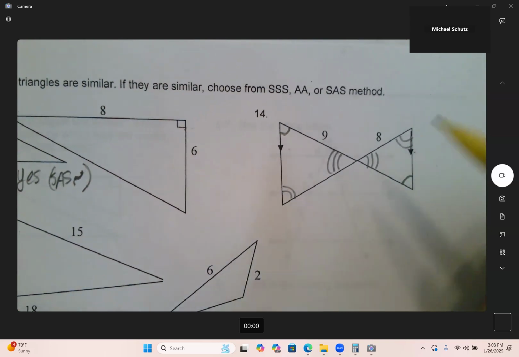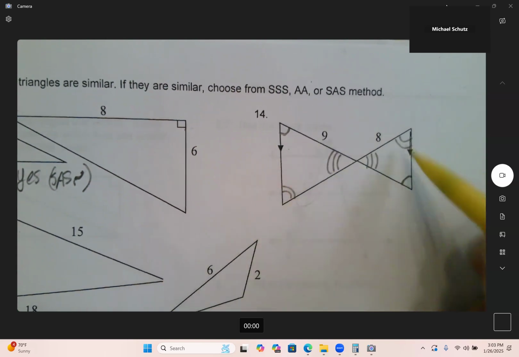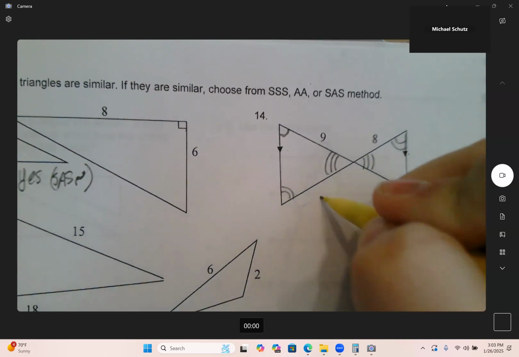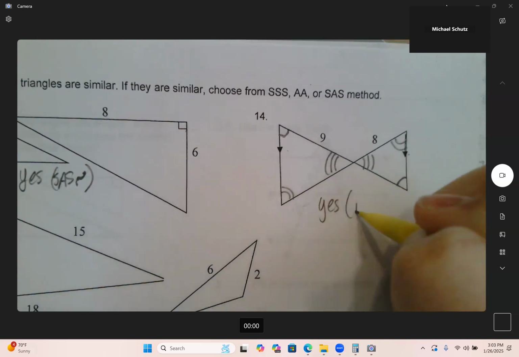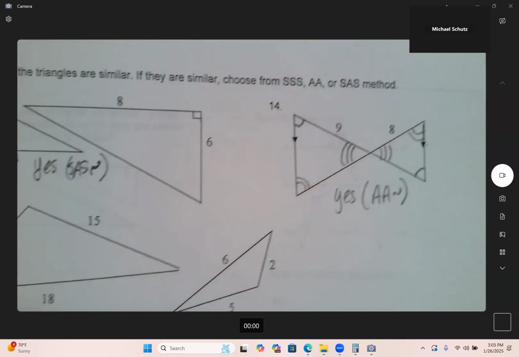But what I do know is, yes, these two triangles are similar because the three angles of this triangle are congruent to the three angles of this triangle. So this is yes, we only need two. So angle similarity is the reason.